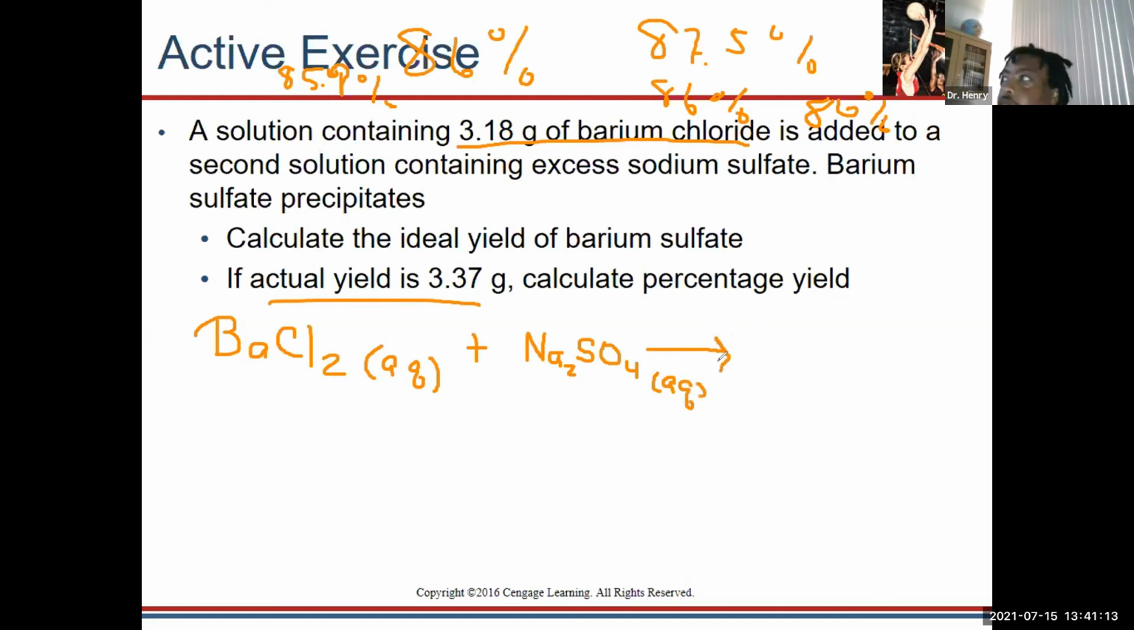Okay, and then our product, BaSO4. And it says precipitate. What does that mean again? Solid, that's right. Precipitate, there we go. And then our other product?